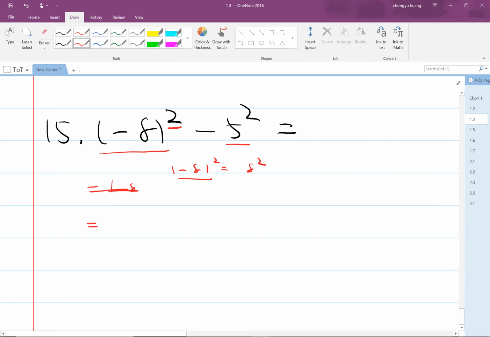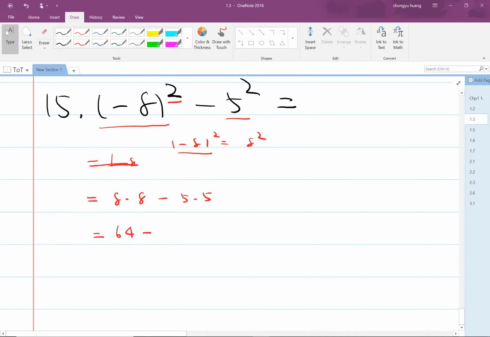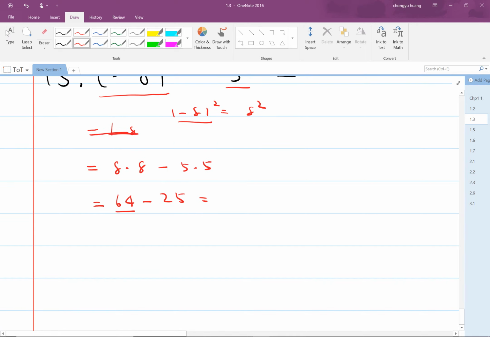So 8 to the power 2 is actually 8 multiplied by 8, right? And 5 to the power 2 is actually 5 multiplied by 5. This is the detail, but if you really want to do it fast, you just go straight to the answer. So 8 to the power 2 is actually 64, right? And then 5 to the power 2 is actually 25, right? And then since 64 is bigger than 25, it's going to be a positive number, right? And then you just minus it.